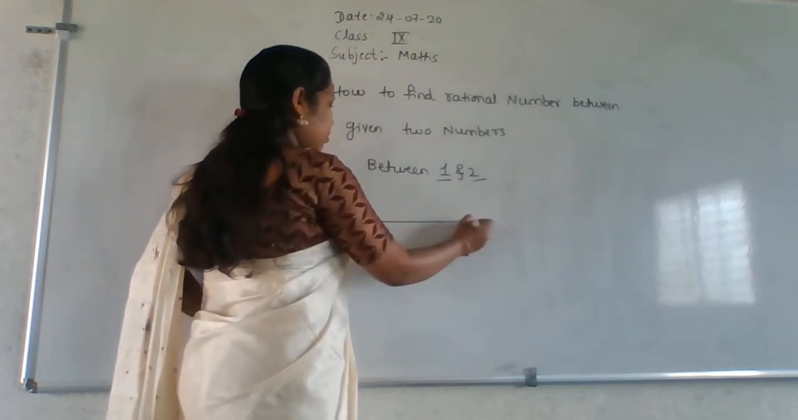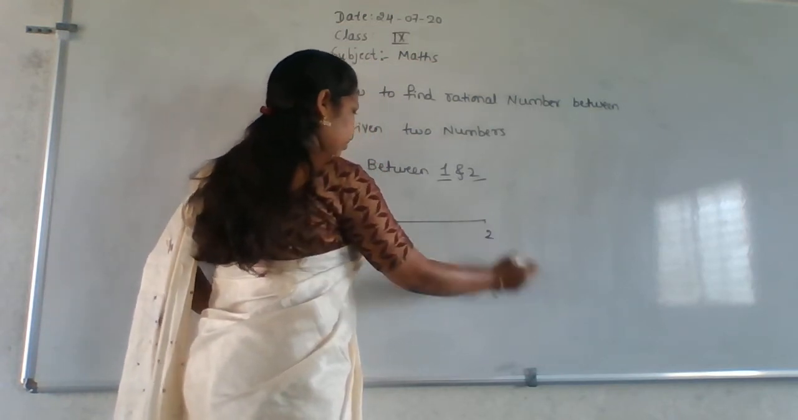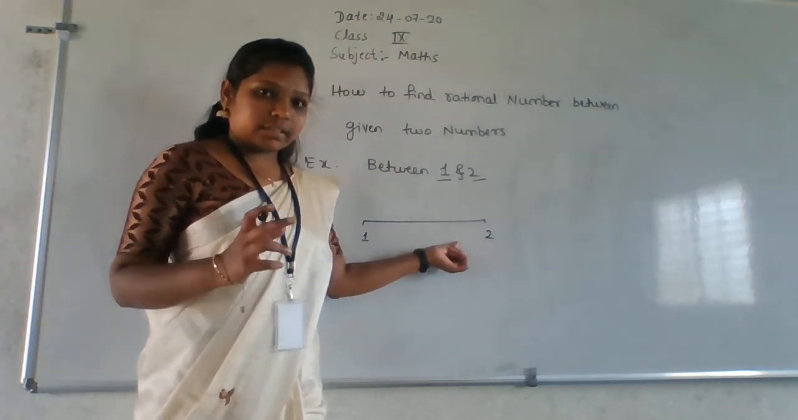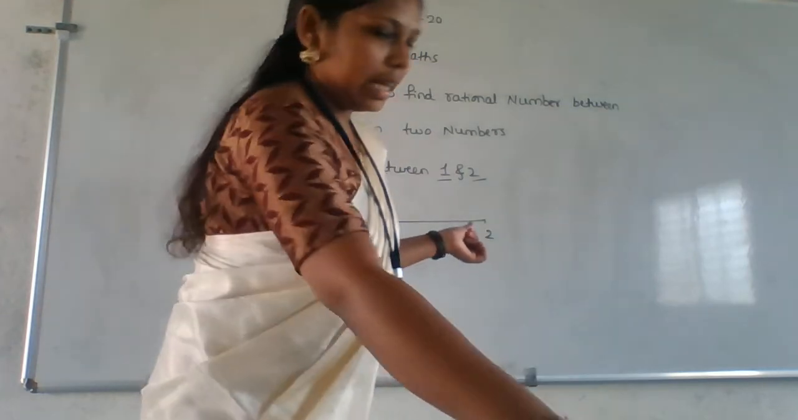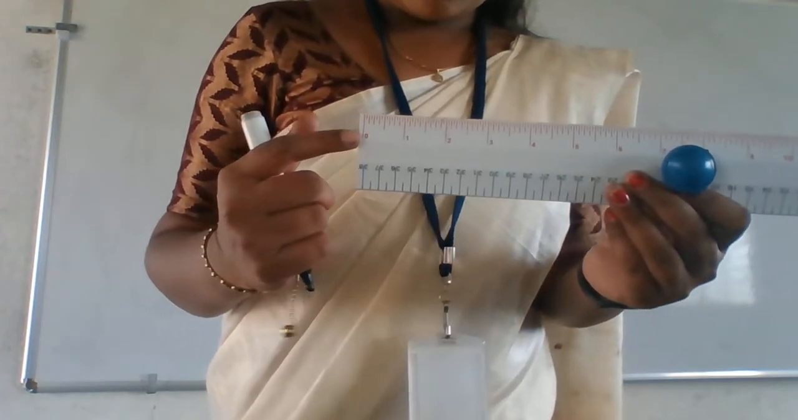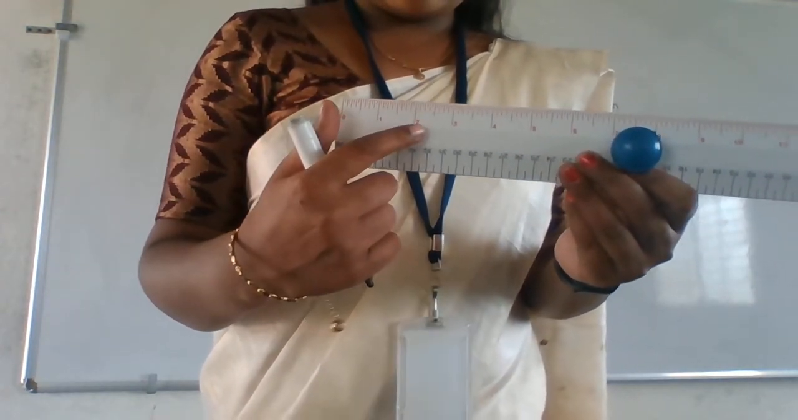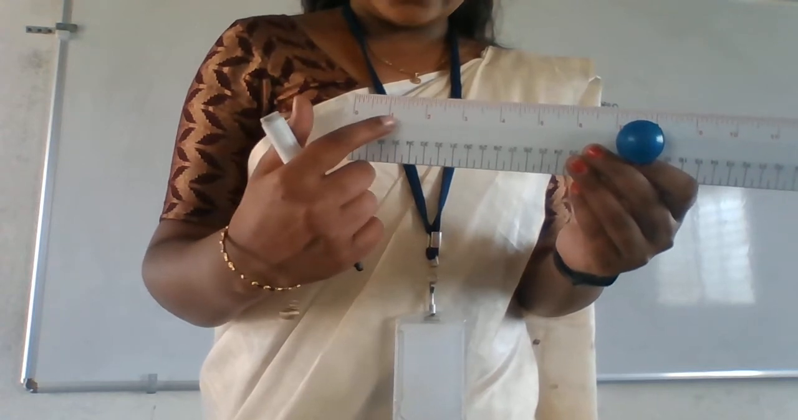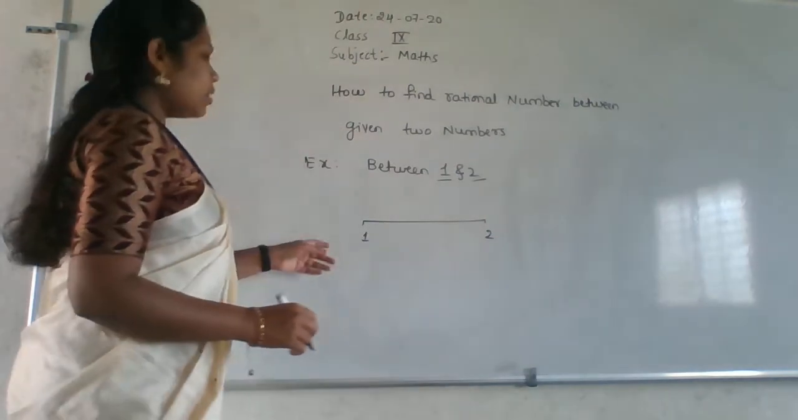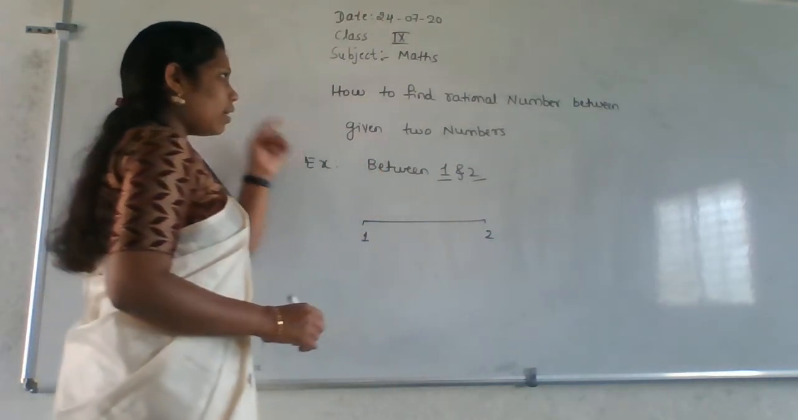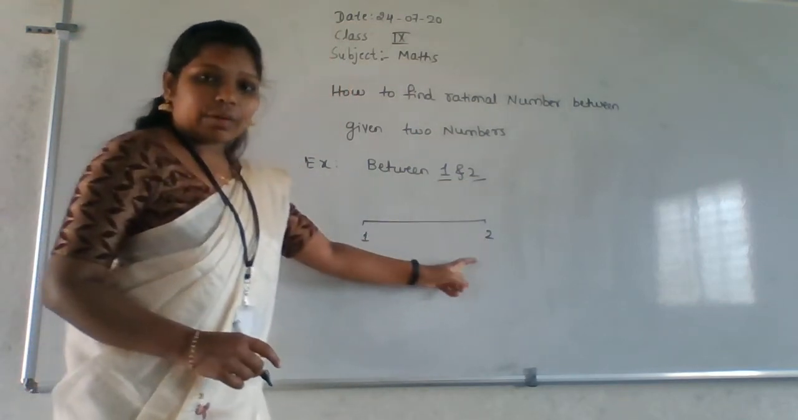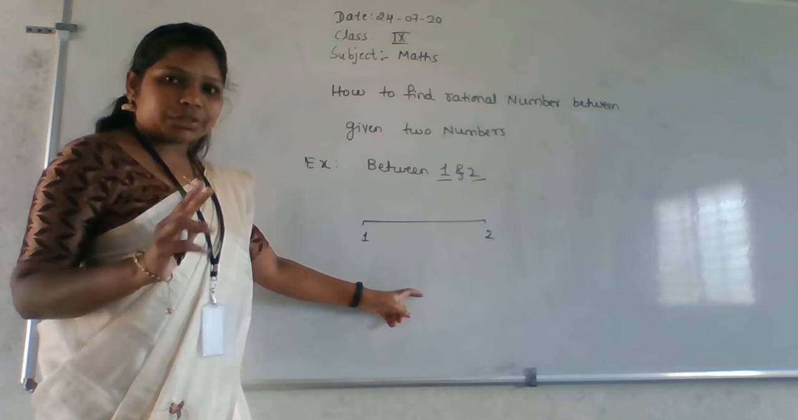Assume this is a number line, and 1 and 2 are here. Between 1 and 2 there are 10 lines. Observe your scale properly. In the scale, they have given from 0 to 1, and 1 to 2. How many lines are there here? 10 lines are there. Count if you want to. We have to find rational numbers between 1 and 2.